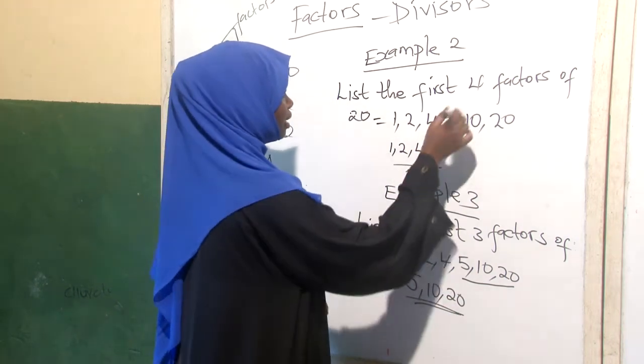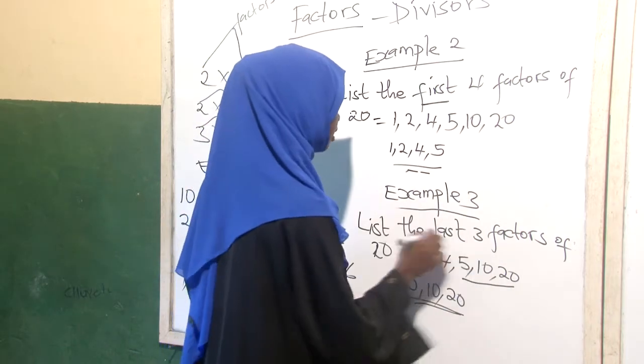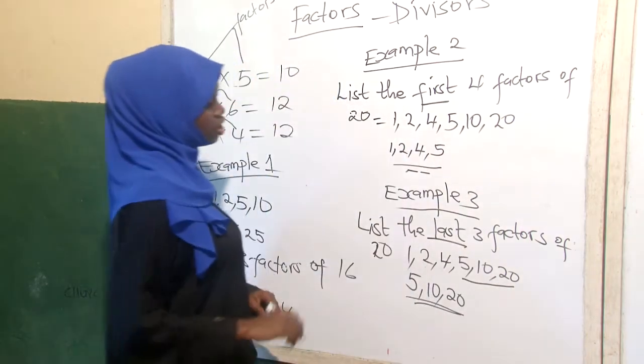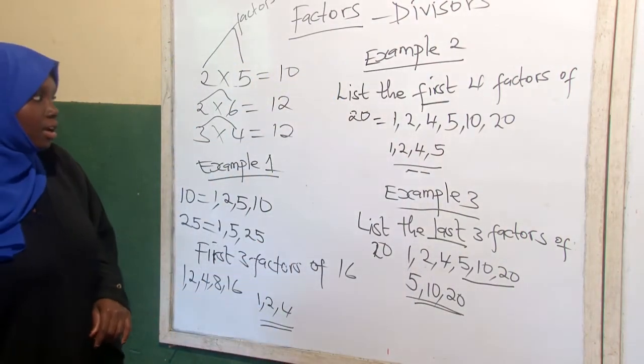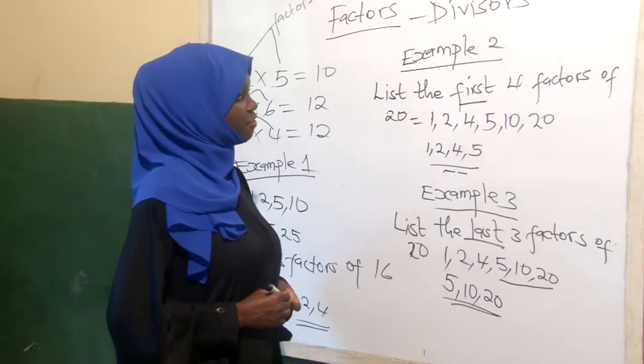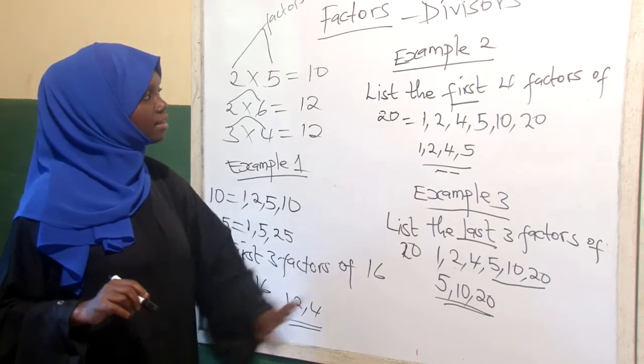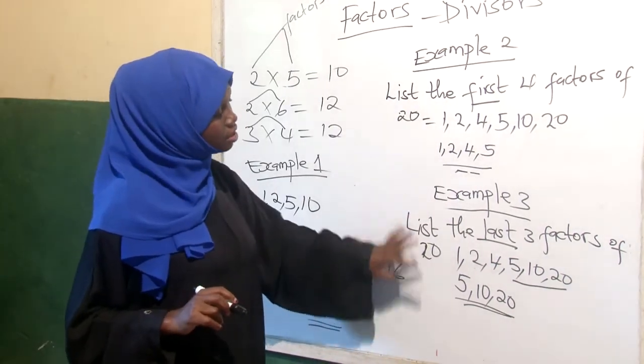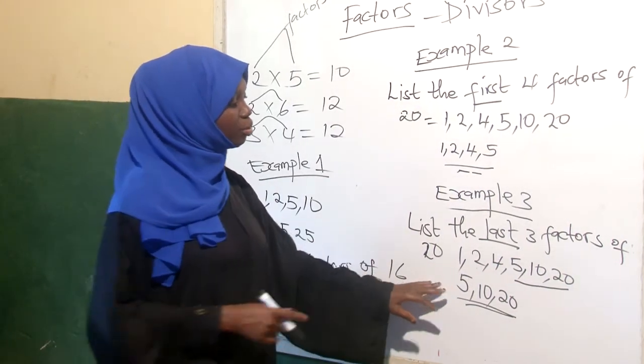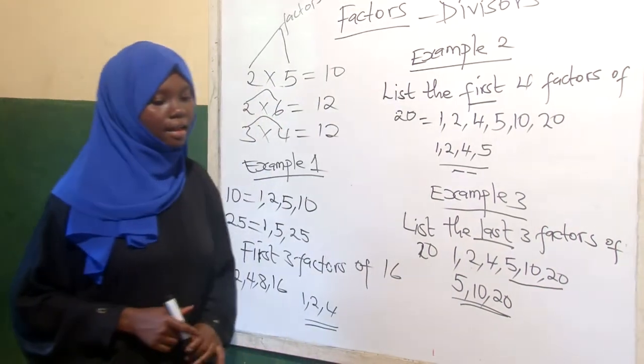Remember, we are going by these keywords here, the last and the first. So you can be asked whichever way. If you are asked the first, you are going to list all of them, and then you count the first ones. And then if you are told to list the last, you are going to list all of them, and then you just list the last ones.